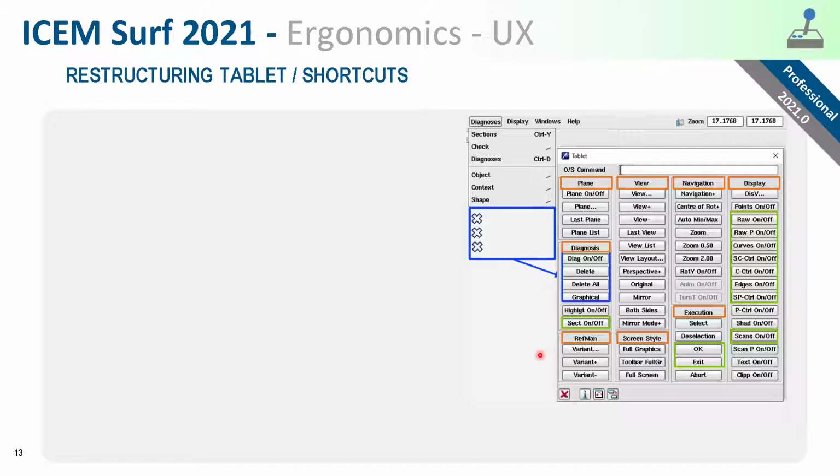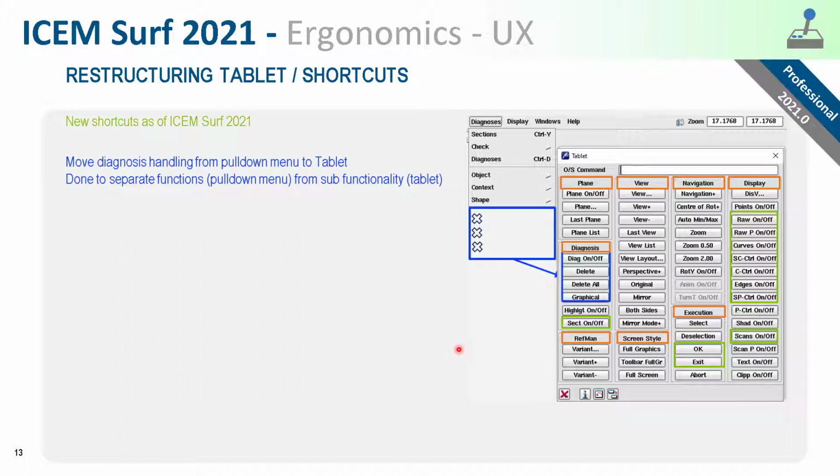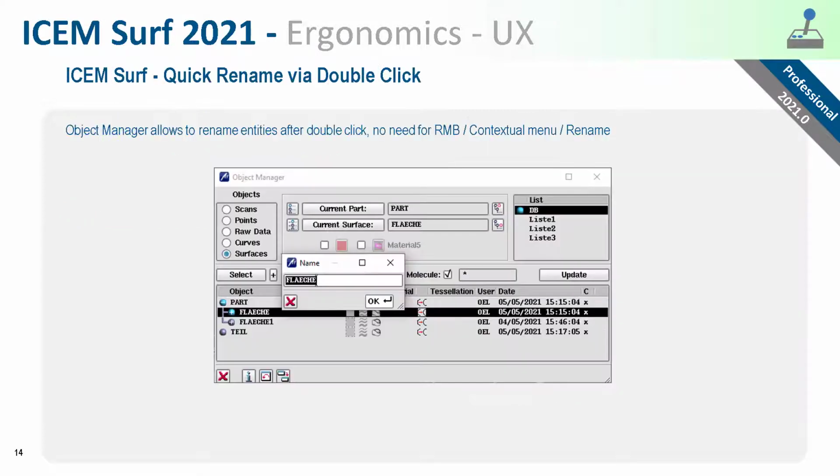And we've done a lot of work on the tablet panel. You'll see that it's been a little bit more organized. So the new shortcuts are highlighted in green here, so quite a few of those. In blue, we've moved them from the Diagnosis menu onto the tablet menu for more efficient working. And also we've reorganized the grouping of the shortcuts.